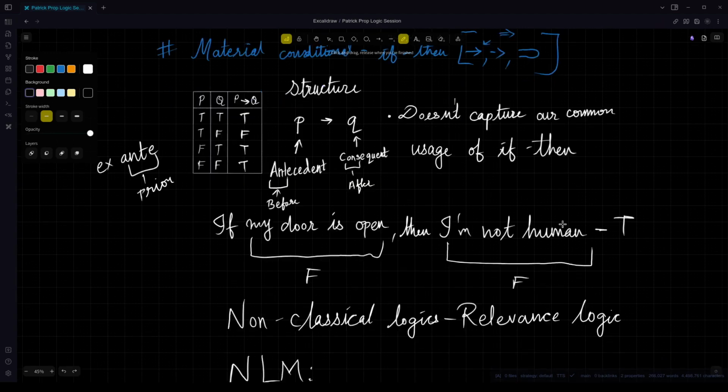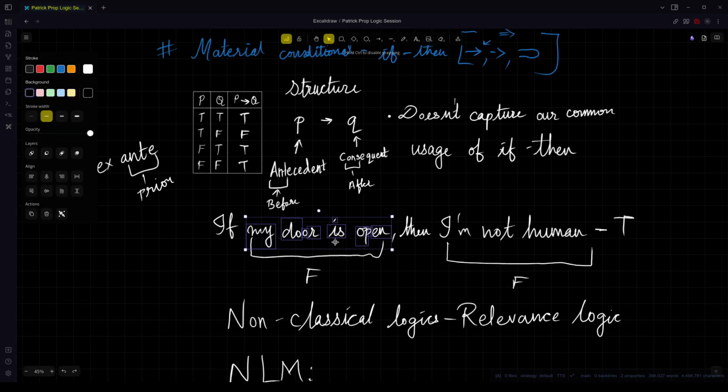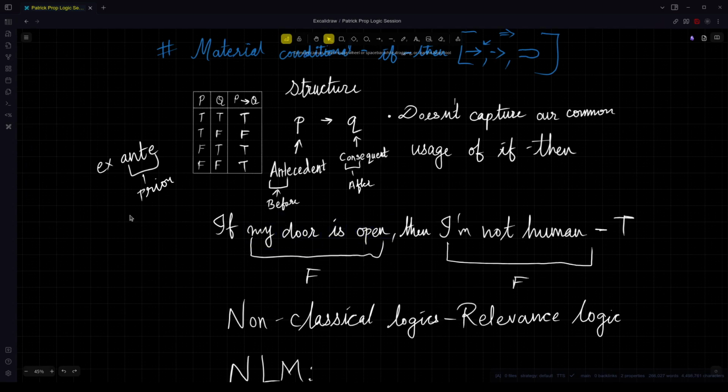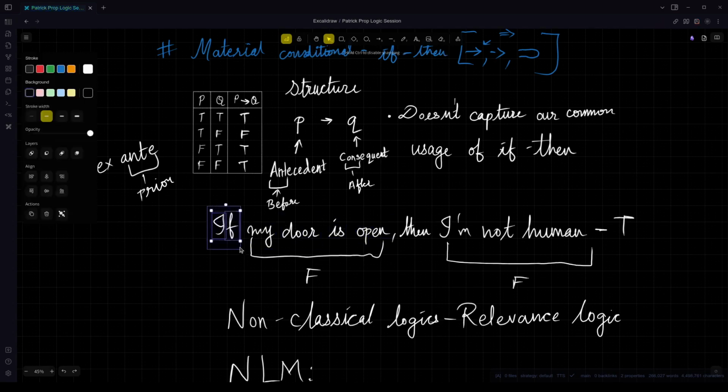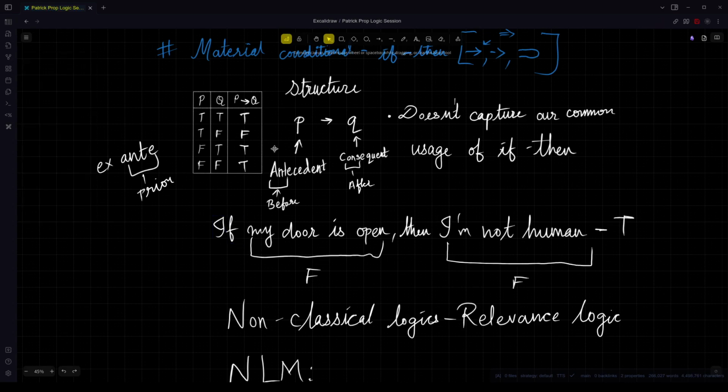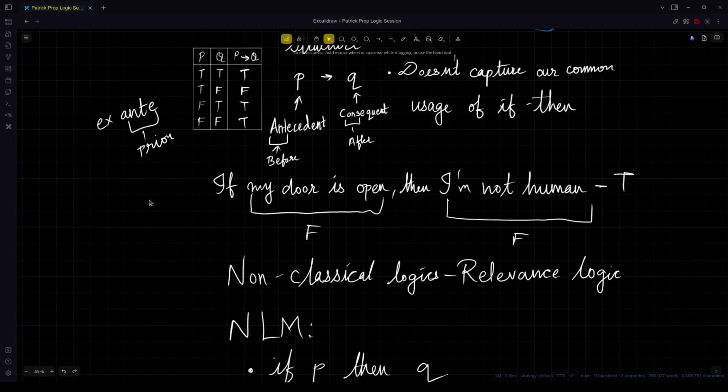So just to recap, it's got nothing to do with the actual meaning of the sentences. This operator is just to do with the truth value of the two propositions either side. And when the second, when the implication is true, it's always going to be true, regardless of what comes before it.